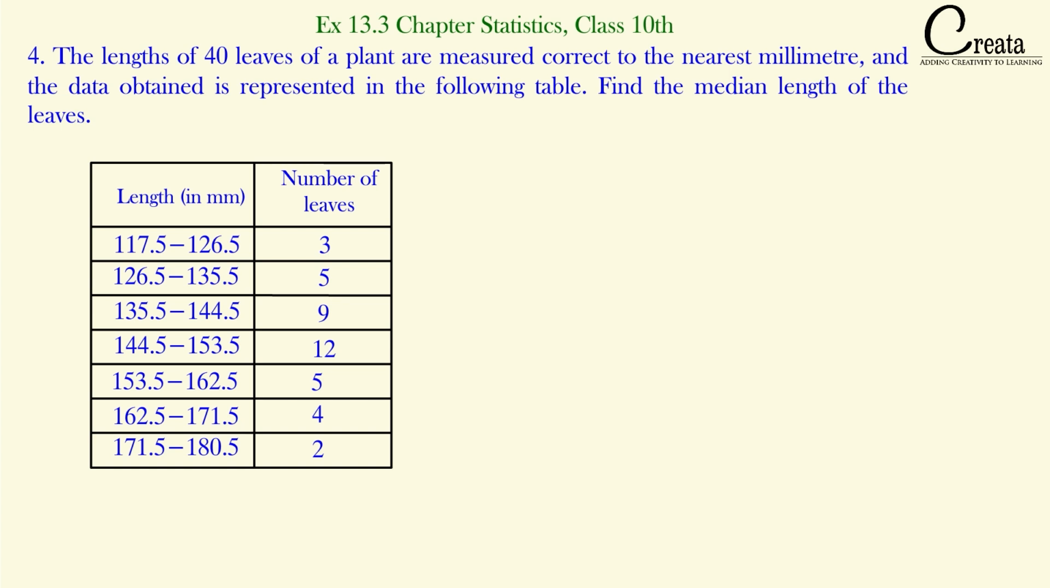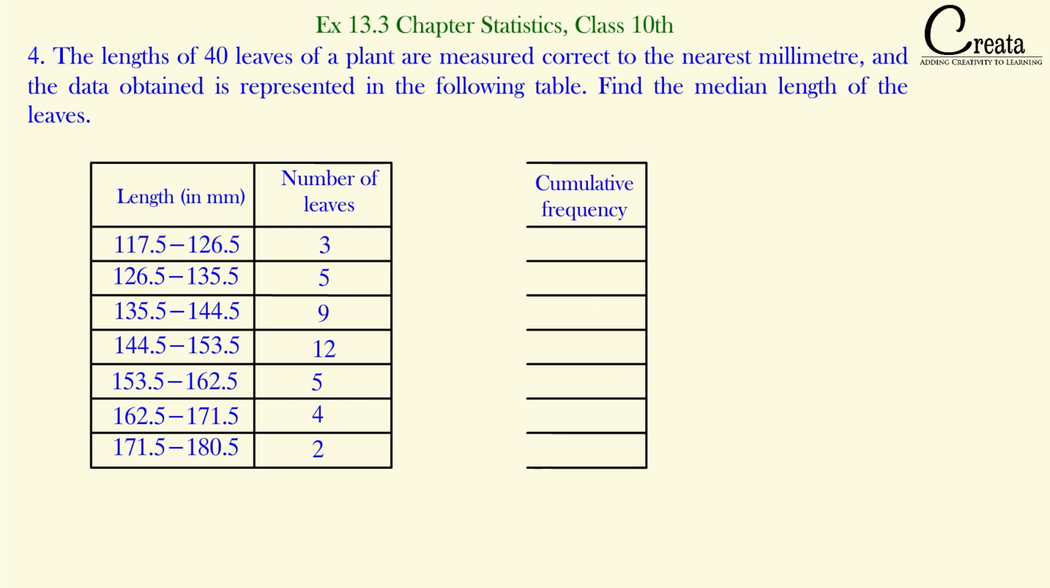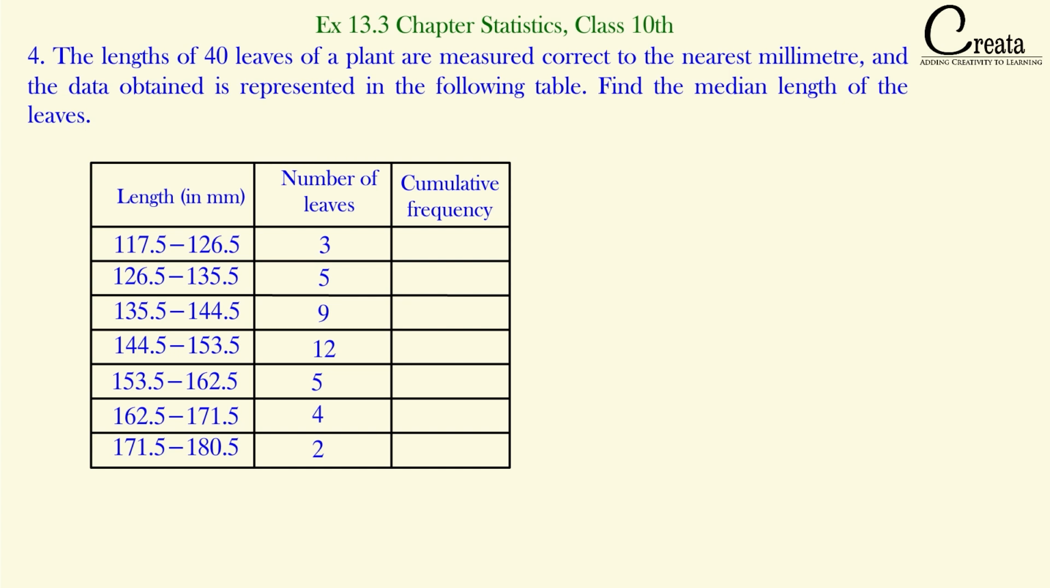Now we can easily solve for the median using our traditional way of solving the question. We will add one more column, the cumulative frequency column, where we add the frequencies. In the first row, it will be 3. In the second row, it will be 3 plus 5, which is 8. In the third row, 8 plus 9, which is 17. In the fourth row, 17 plus 12, which is 29. Next, it is 34, 38, and 40. We got the cumulative frequency column.